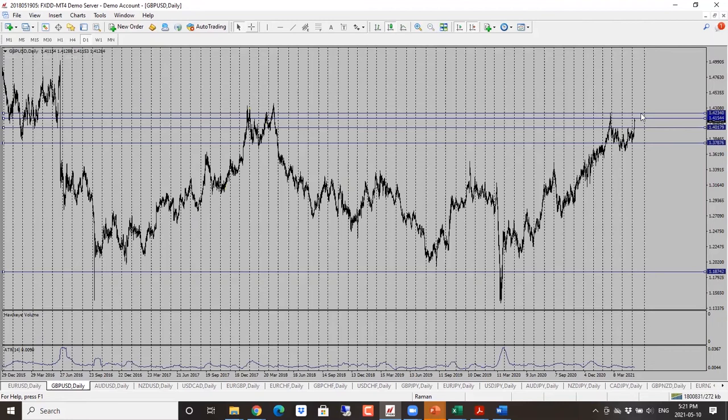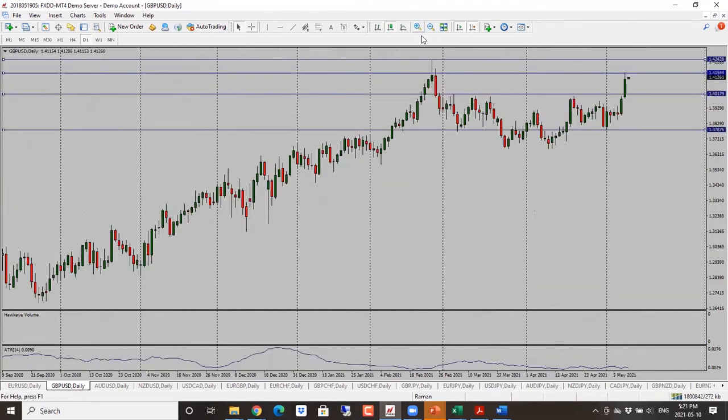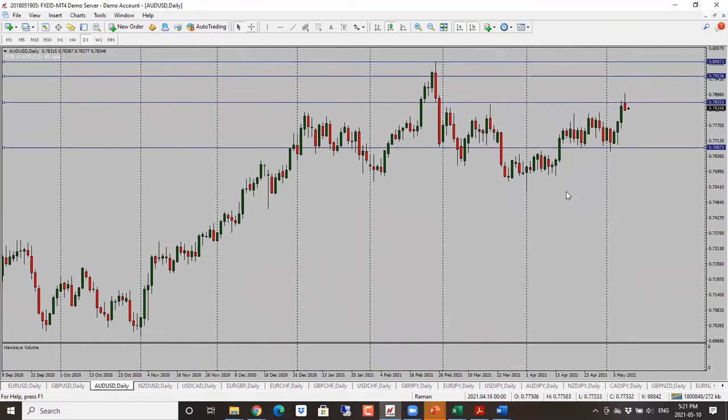So it's coming right up into resistance at the 1.4235 level. So we'll keep that in mind. So bias here is bullish for pound dollar. Just be careful with that resistance there. Next target 1.4240. Aussie dollar here, bias is bearish here.